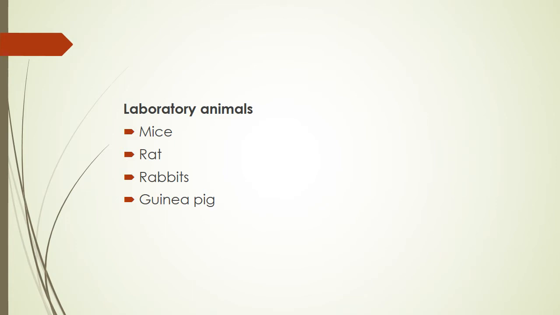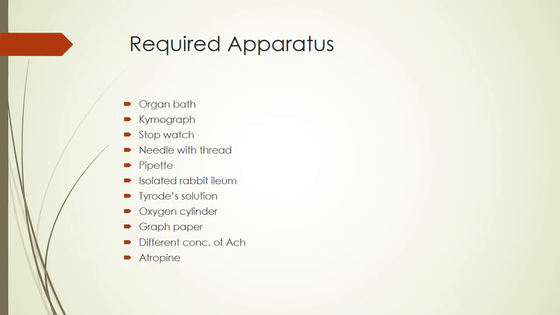Laboratory animals we can use in these studies are mice, rats, rabbits and guinea pigs. The apparatus we require are the organ bath, kymograph, stopwatch, needle with thread, pipette, isolated rabbit ileum, Tyrode solution, oxygen cylinder, graph paper, and different concentrations of acetylcholine and atropine.